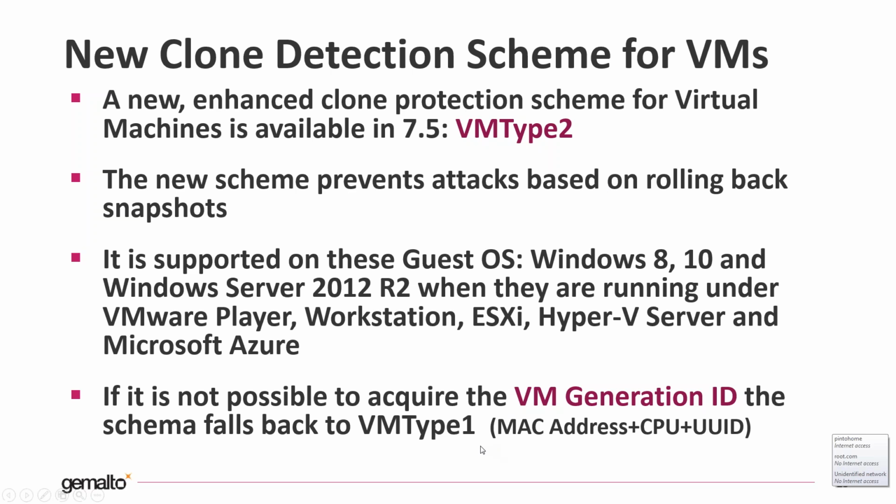which is called VM type 1, as you recall. That protection type is mainly based on MAC address protection, then CPU ID, and then what we call the UUID, which is the identifier of that specific image of that virtual machine. The support for this feature is mainly on virtual machines on Windows 8, 10, and server, especially virtual machines running under VMware, VMware Player, Workstation, and also on ESX and Hyper-V and Microsoft Azure.